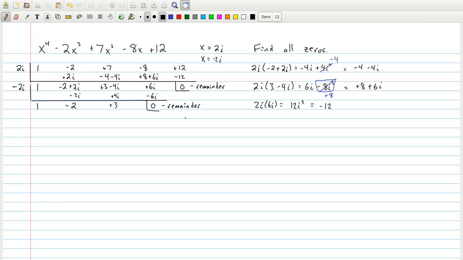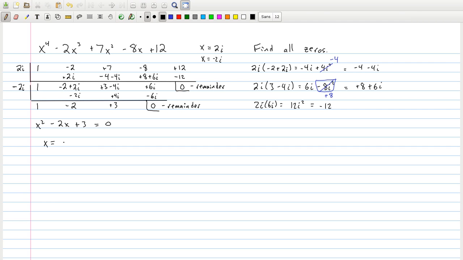Now if we look at the quotient that's left over after this, we had an x to the fourth, and we divided out successfully 2 times. That knocks the degree down twice to an x squared. So we have 1x squared minus 2x plus 3. Since we're asked to find all the zeros, let's set this equal to 0 and solve. In theory, we can solve this either by factoring or using the quadratic formula. I don't see a way to factor this offhand, so I'll use the quadratic formula.